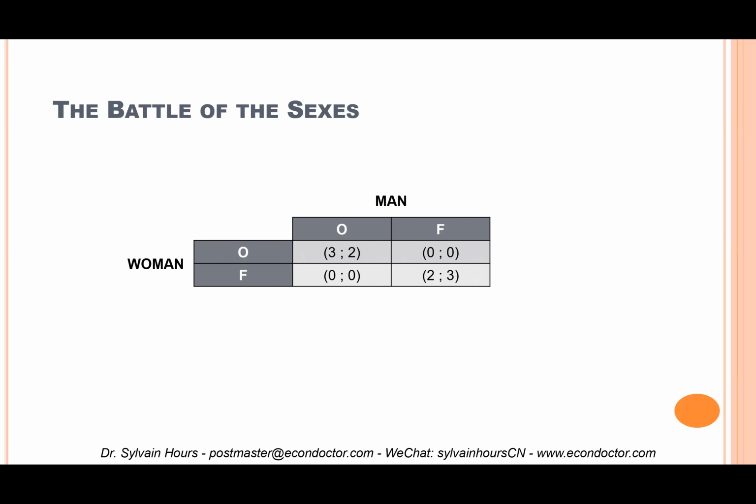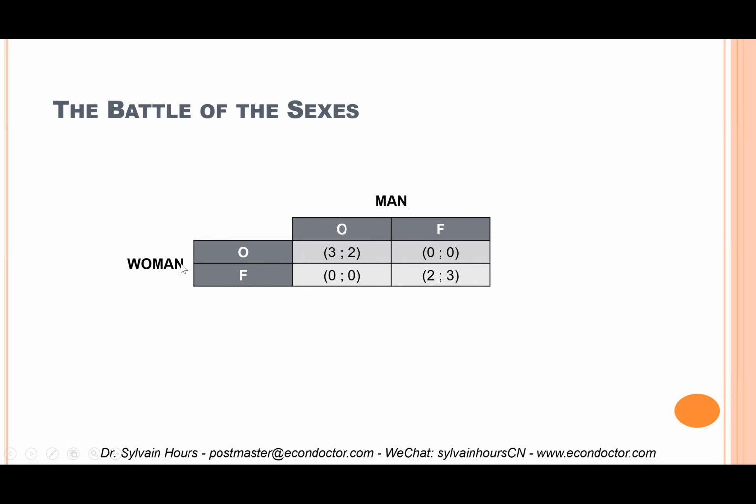What's important for them is to be together. They do not want to be apart. Even though the man prefers football over the opera and the woman prefers opera over football, I told you this was very cliche, what is really important for them is to be together. So if you look at the anti-diagonal, those two cells represent situations when they are not together.